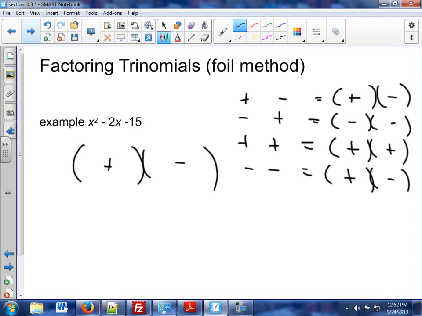F of FOIL stands for the first one. What times what gives you x squared, and that's an x. Now I look at the L of FOIL, this one. The factors of 15, you subtract, because the signs are different, you subtract the factors. It's going to be this one. 5 goes with the largest sign. That's how you do those ones. Right? You did that all yesterday?